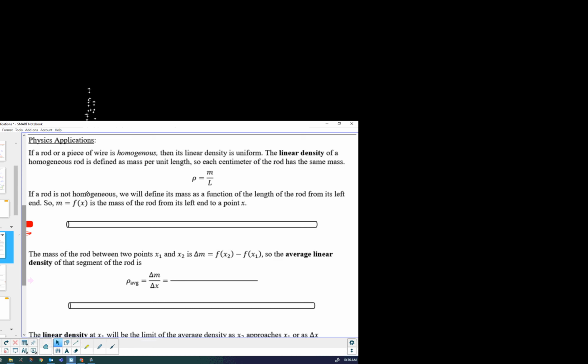If a rod is not homogeneous, then we could define the mass as a function of the length. Because it's not going to be constant at different points, our mass could go up or down relative to what the length is. So we'd say our m is going to be a function that depends on how far we are from one end of our rod. We just choose to define it from one end. We could pick left end, right end, some point in the middle. We're just going to pick the left end to make things simple for us.